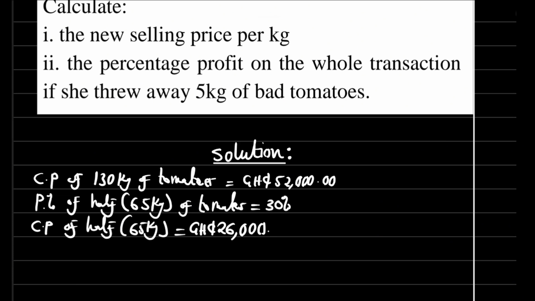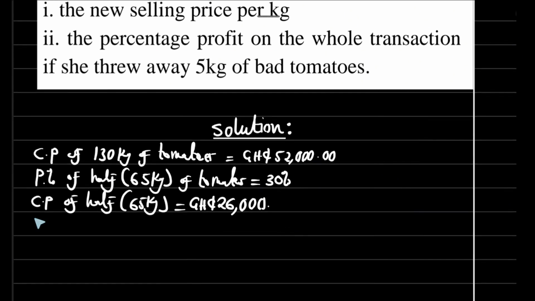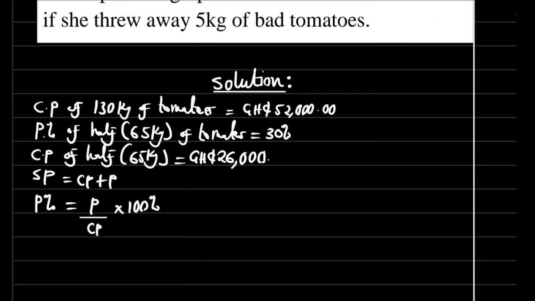So once we know the cost price, then we can guarantee the selling price. By formula, we know that selling price should be equal to cost price plus profit. So once we know our profit percent, we can then find our profit. We know that profit percent, formula-wise, should be equal to profit over the cost price, multiplied by 100%. So we know our profit percent is 30%, and that should be equal to P.